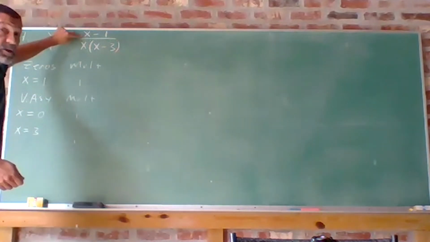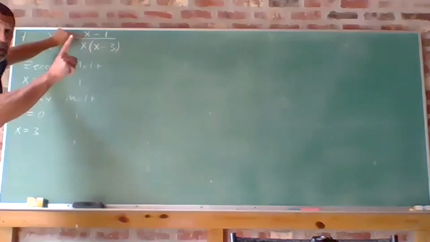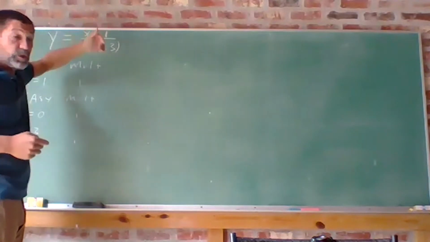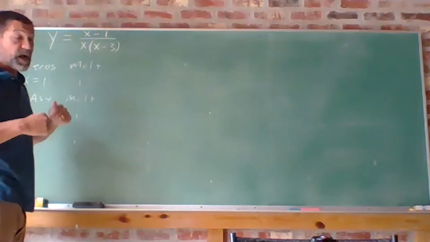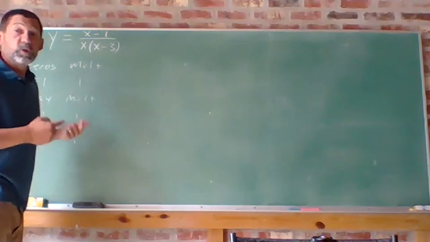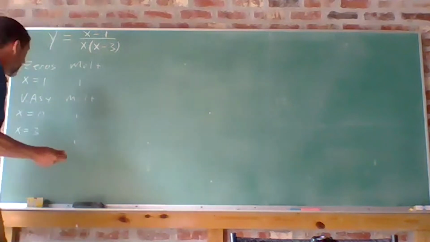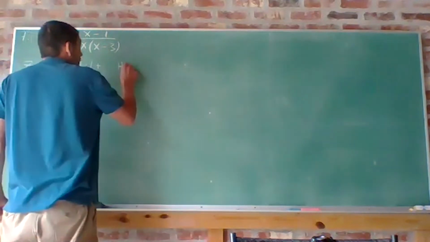The degree upstairs of this guy is 1, it's linear. Downstairs, if I multiply that together, the degree downstairs is 2. If the degree of the denominator is greater than the degree of the numerator, then you have a horizontal asymptote at y equals 0. So that's my end behavior. So this thing has a horizontal asymptote.